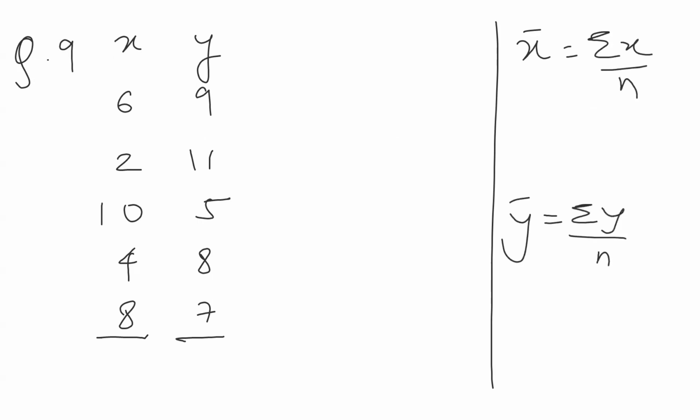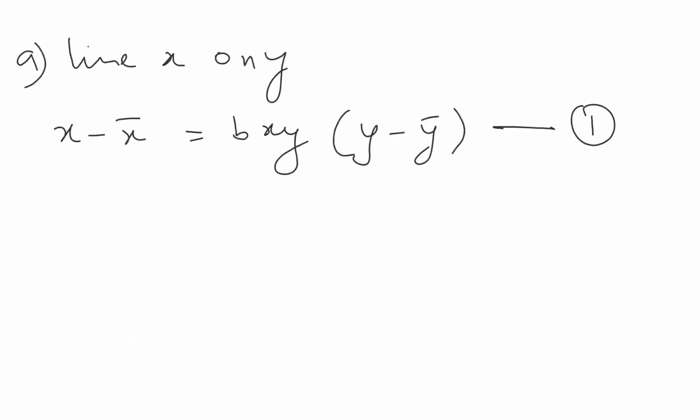Summation x is nothing but the total of x. So if you calculate the total of x, it is 30, and then the total of y is 40. Okay, so this is 30 upon 5, and this is 40 upon 5. I'm not dividing this at this particular moment. We'll just do the divisions later on. Okay, so we got the value of x bar and y bar. X bar, y bar values we have calculated.